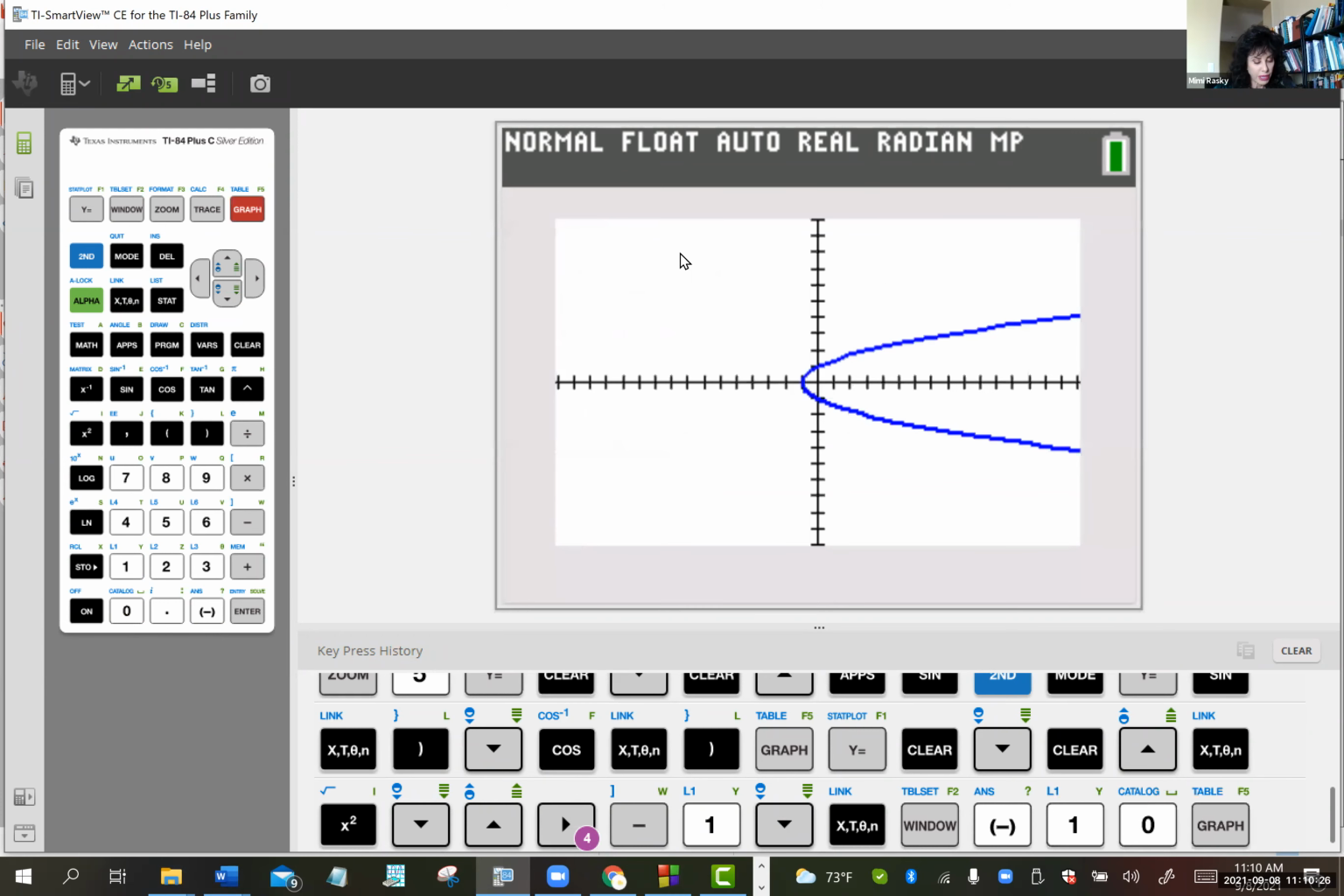So when you graph this baby, woo, yeah, that looks like a sideways parabola, doesn't it?